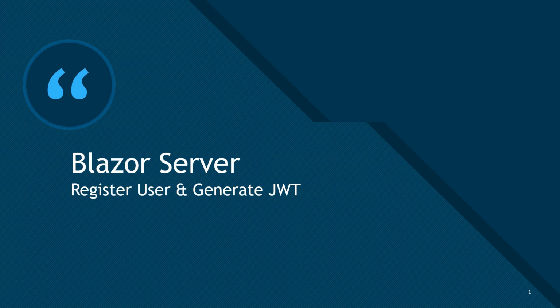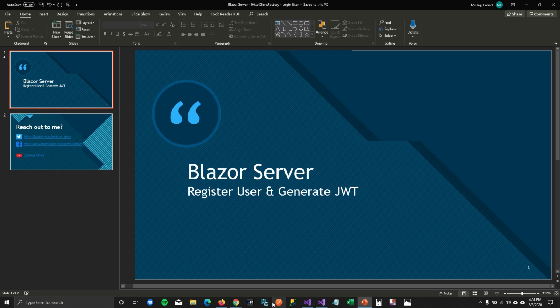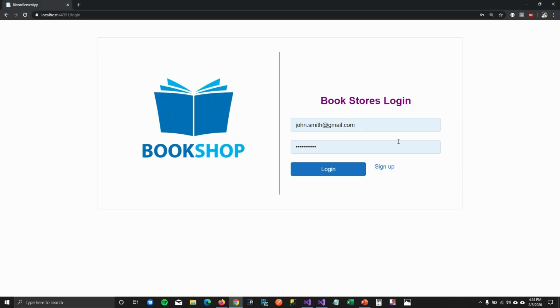Hey guys, so in this episode, I'm going to talk about how I've implemented register user and how I've generated JSON web token for my register user in my Blazor server application. So people who follow me on YouTube already know that I've been working on this Blazor application where we integrated custom authentication state provider.